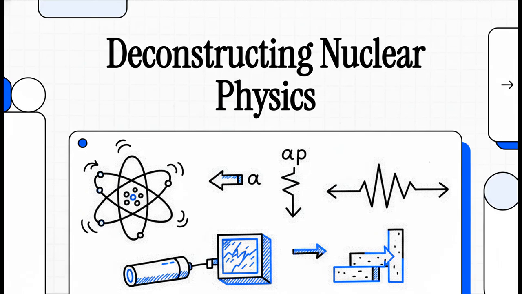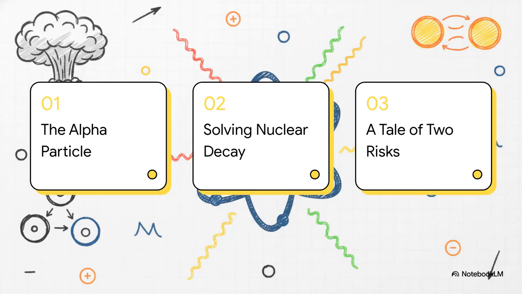Welcome to the Explainer. Today, we're going to get into the nitty-gritty of some of the most fundamental concepts in physics. And we're going to do it by breaking down a question from a GCSE paper all about nuclear radiation. Okay, here's how we're going to tackle this.